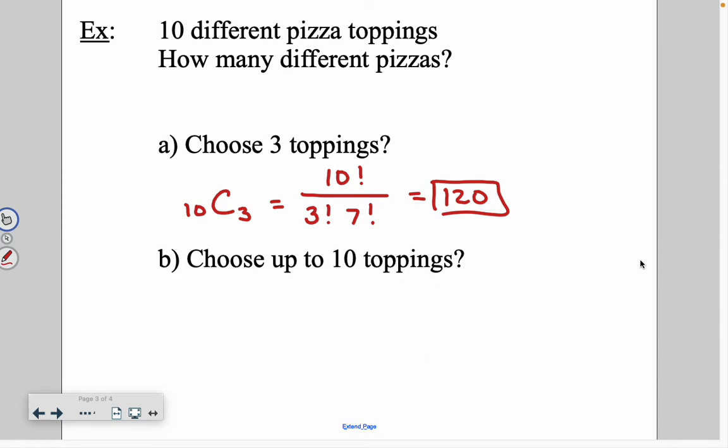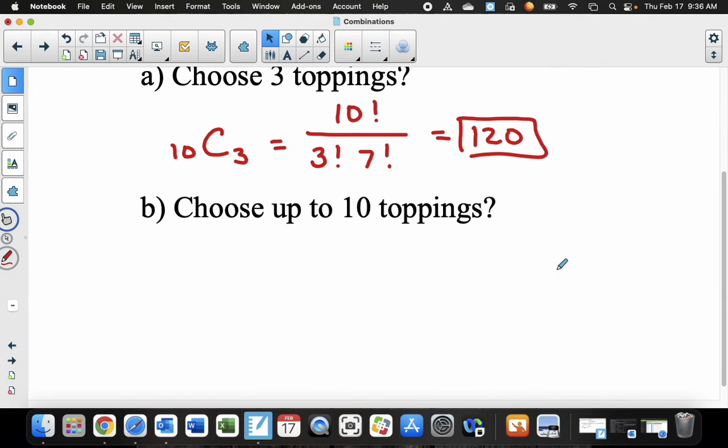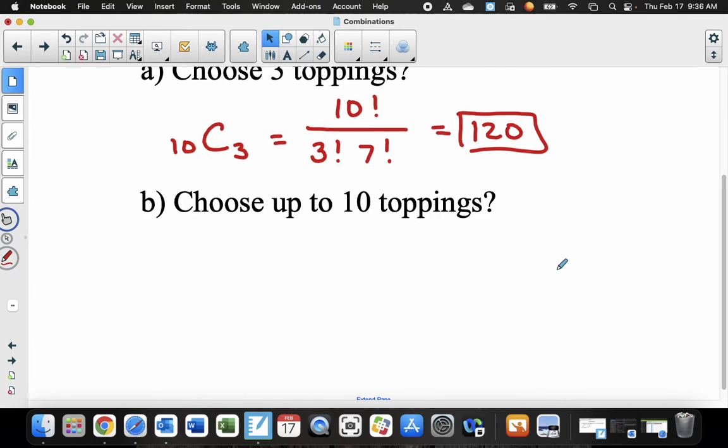All right, last example. This one's a little bit different. Same idea, but a little bit different option here. So now if I'm going to choose up to 10 toppings, keywords here, up to. So we don't have a specific number, like here it was 10 choose 3. I don't have a specific number, so what do you think? How do you think we go about this? There's a couple ways.